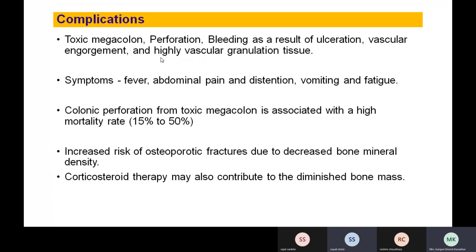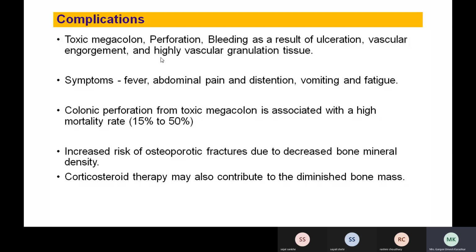So what complications may be seen? Either the patient may land up in toxic megacolon, or there may be perforation. So perforation and bleeding are all occurring. Why? Because there is ulcer formation, so because of ulceration, vascular engorgement, and highly vascular granulation tissue.